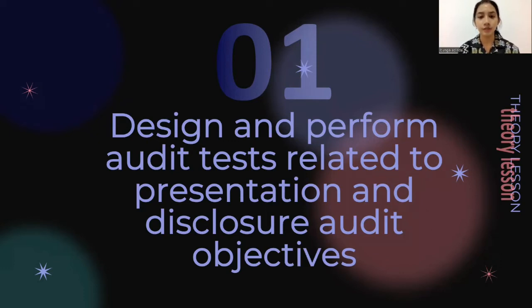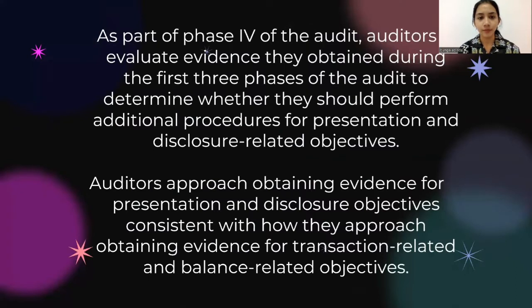So the first one, we talk about design and perform audit tests related to presentation and disclosure audit objectives. As a part of phase 4 of the audit, auditors evaluate evidence they obtain during the first 3 phases of the audit to determine whether they should perform additional procedures for presentation and disclosure related objectives. Auditors' approach to obtaining evidence for presentation and disclosure objectives is consistent with how they approach obtaining evidence for transaction related and balance related objectives.